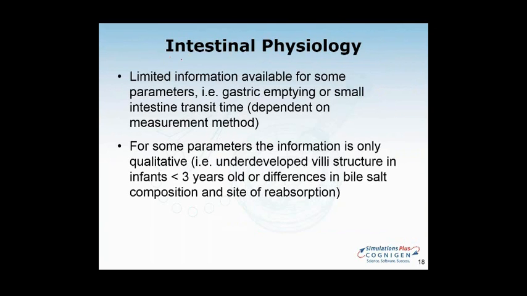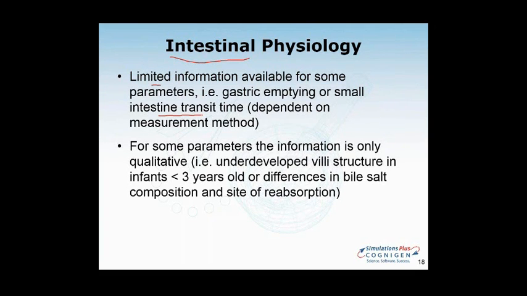So the other aspect is looking at the intestinal physiology and the growth. Far less information is available for the intestinal physiology than for all the other tissues. For some parameters, there is very limited information available, things like gastric emptying or transit time, where we were seeing quite conflicting reports, and a lot of this was dependent on the measurement method. Depending on which methodology was used to measure the transit time, we would see differences in the transit times between older and younger children, or would not see the differences. So that makes the interpretation a little bit more complex.